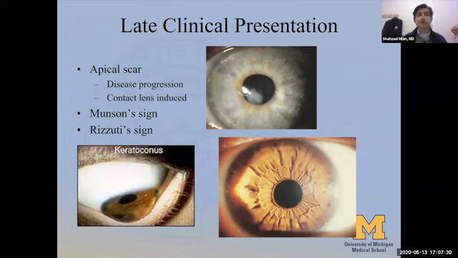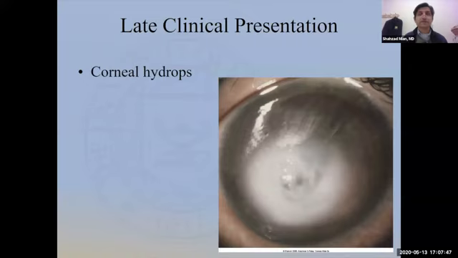Other clinical signs that are used to describe late stages of keratoconus include Munson sign, where there is protrusion of the lower lid when patients look down because of the advanced nature of the cone, or the nasal conical reflex called Rizzuti sign. Of course, in very late stages, when there's a break in Descemet's membrane, patients can present with corneal hydrops.